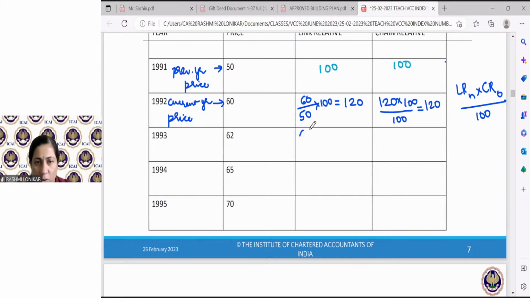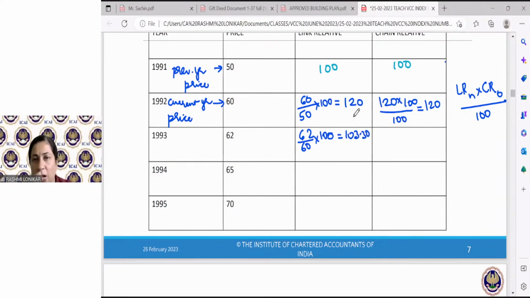This is 62. Current year's price upon previous year price is 60 into 100. So can anybody tell me that value? Aditya, done? Okay. So 62 upon 60 is 103.3.